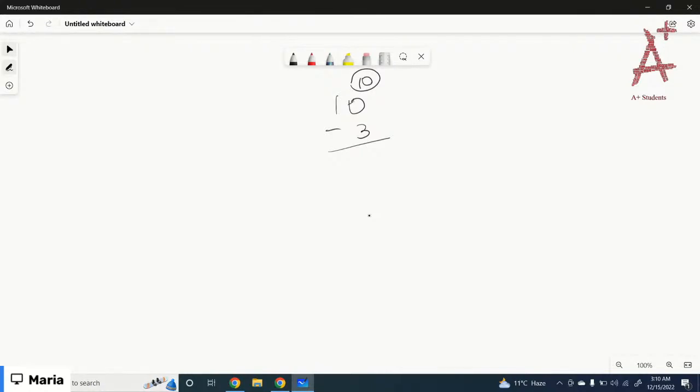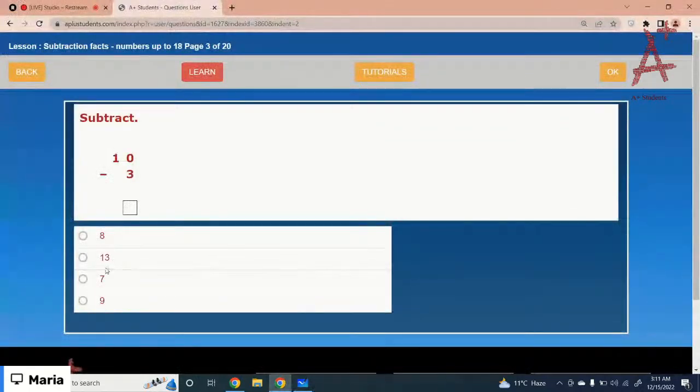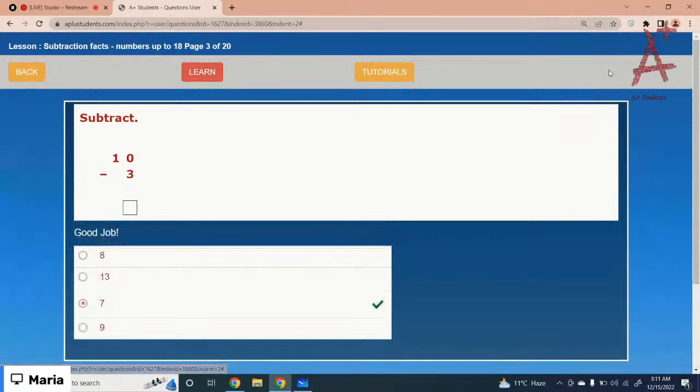So 10 take away 3 is, start counting from the next digit of 3 until 10. 4, 5, 6, 7, 8, 9, 10. Just count the lines. Yes, they make 7. So 10 take away 3 is 7. The correct option is 7. Just select the correct option and click on the OK button.